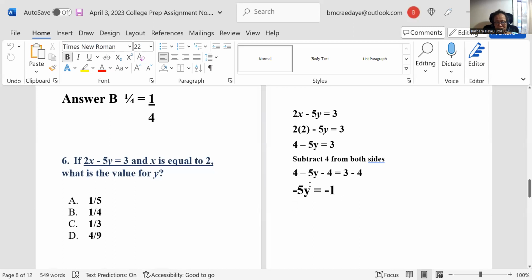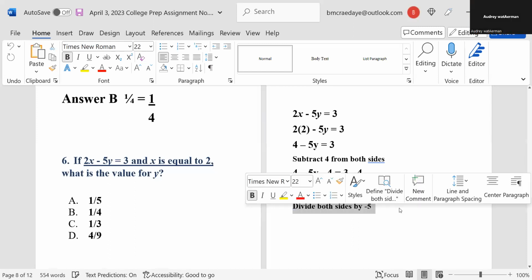What do you do to get just y on the left side? Divide by what? You divide both sides by what? 5. By the -5. Divide both sides by -5, because that coefficient is a negative, right? So what would that give you, Audrey?